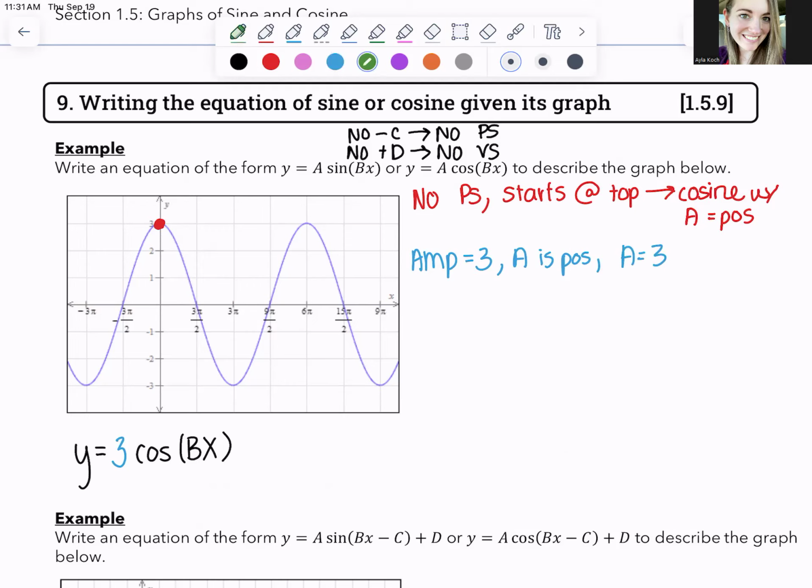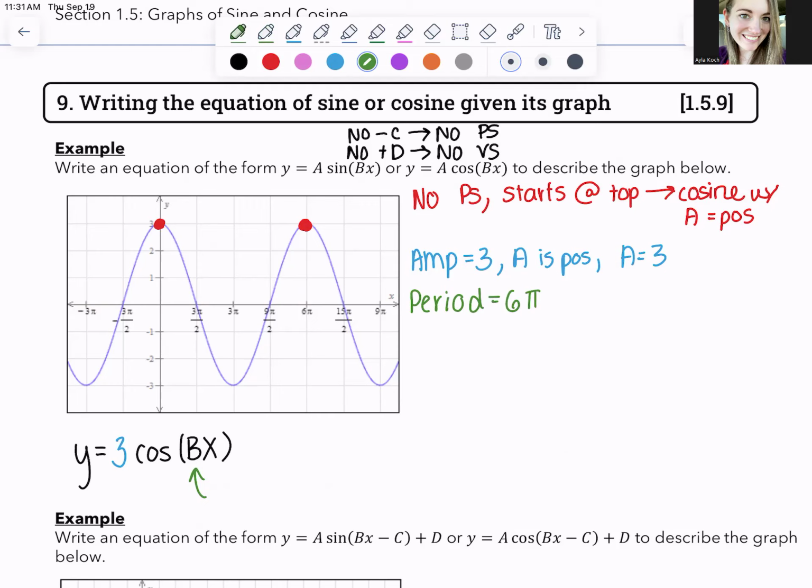We know that B signifies a period change. And that clearly has happened here because this thing doesn't get back up to the top again until 6 pi. And in fact, we know that that's what one cycle of cosine looks like. It makes that C shape. One cycle of cosine looks like that. So that means that the period has to be 6 pi, because that would be from here to here. The period is equal to 6 pi.